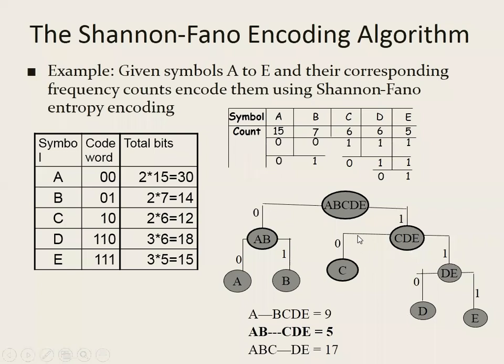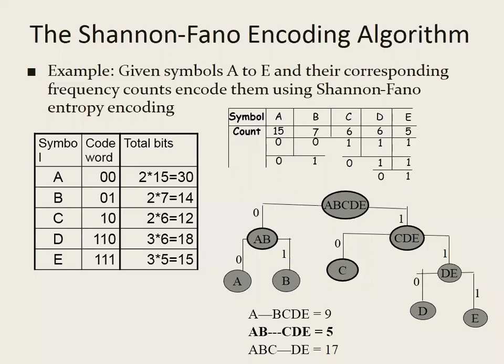As the frequency of occurrence of symbols decreases, the bit depth required for representing them increases. So as compared to A, B, C, D is taking more space. That means more bits. So finally, for A, B, C, D, E, we have 00, 01, 10, 110, 111 as the representation.